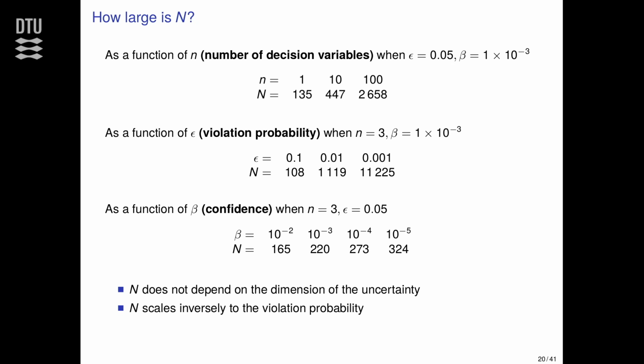But notice what this is doing. This is turning a chance constraint optimization problem into basically a robust optimization problem, just with a limited number of samples instead of all possible samples, okay?